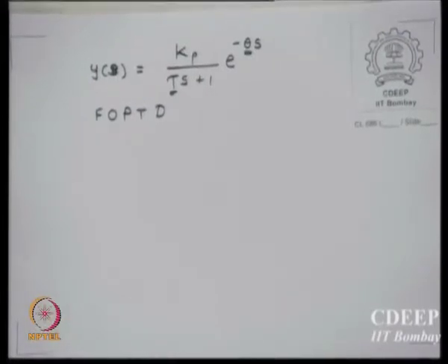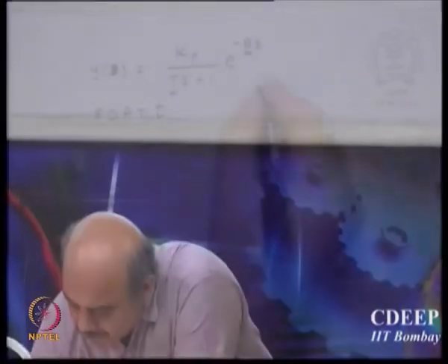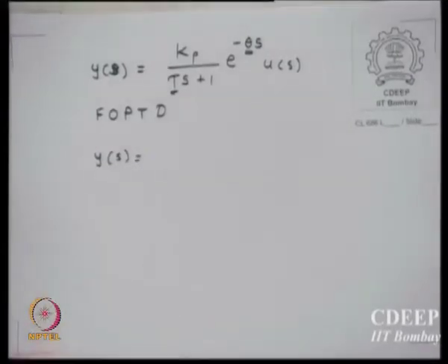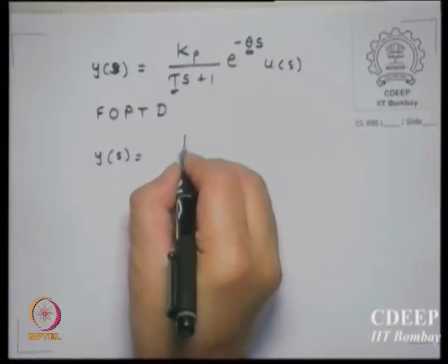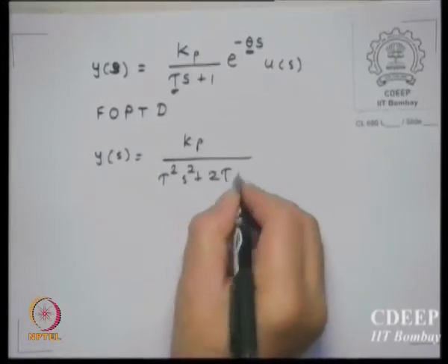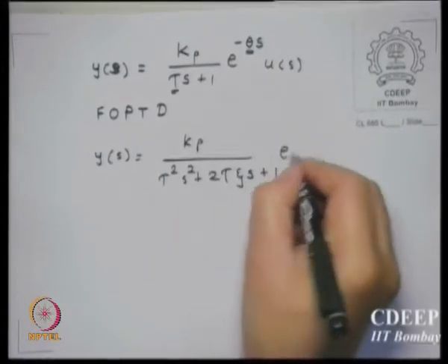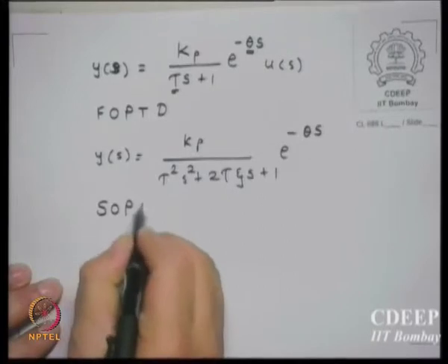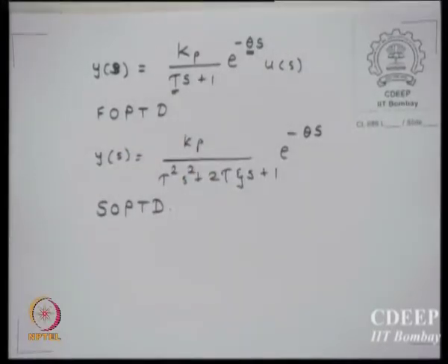You have some distillation column which is a 100th order system. You do not want to model it as a 100th order system, you model it as this. The other model which is very popular is called SOPTD. So this is Kp upon tau square s square plus 2 tau zeta s plus 1. This is second order plus time delay. I think P stands for plus. Second order plus time delay, SOPTD. And this is the first order plus time delay model.